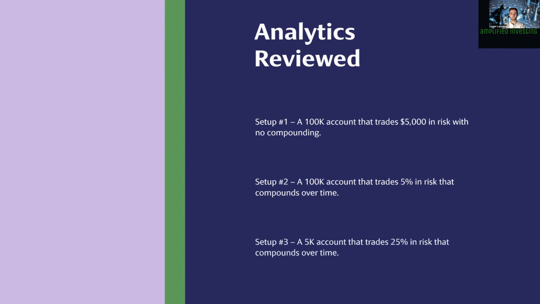And the third setup, this is probably more for a lot of the viewers that are out there closer to their account sizes, potentially, is dealing with a smaller account, which is going to be $5,000. Because the account is smaller, you have to risk a bigger amount, right? Because you can't do 5%, because you wouldn't be able to trade 1 contract at that point. So we're going to risk 25% in that account, and that'll compound over time.